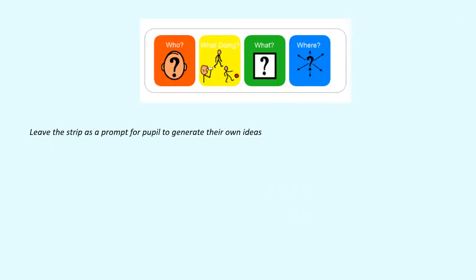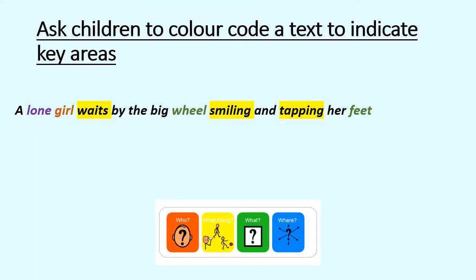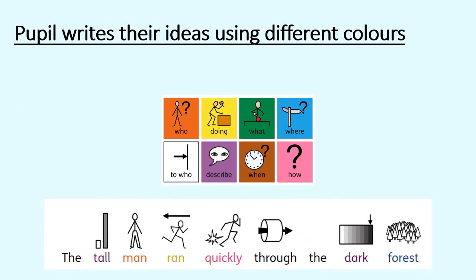You can also provide them with a strip in front of them that they can use to build their answers on their own. You can ask children to colour-code text to indicate key areas, and you can ask them to change the colour of the text to indicate the key areas used in colourful semantics as well.